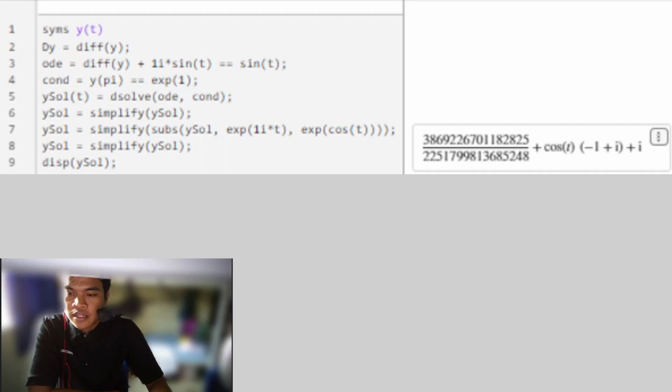The last line is ysol equal to simplify(ysol), which is to simplify the expression for ysol(t) again. And the last is to display the simplified expression for ysol(t).